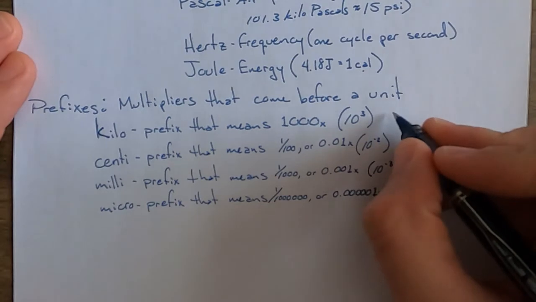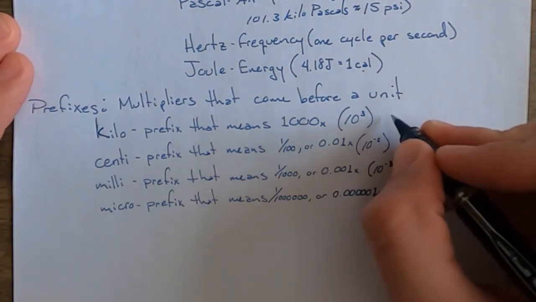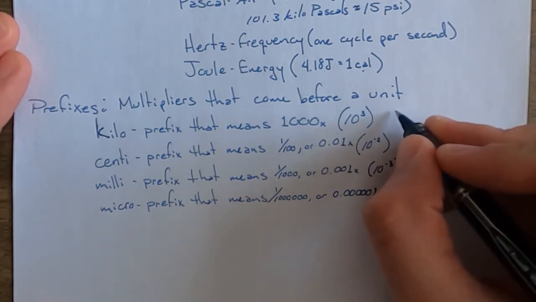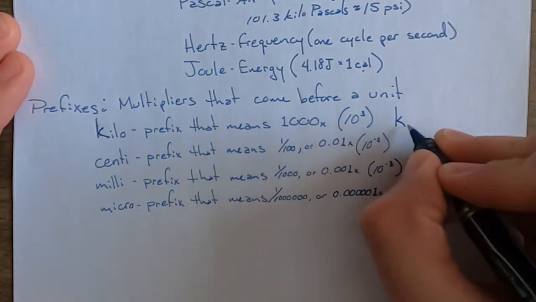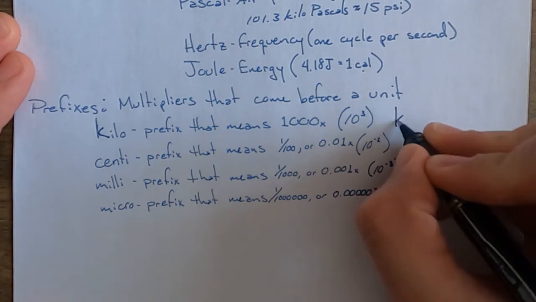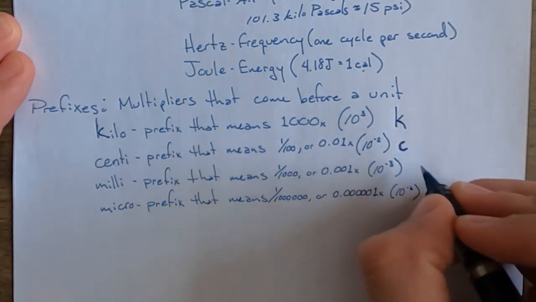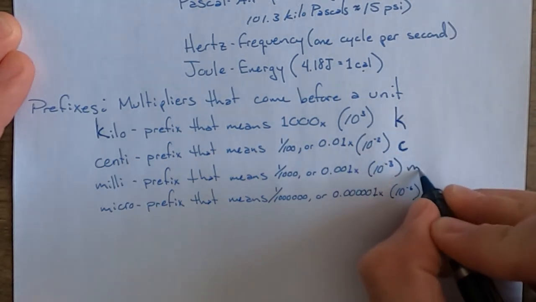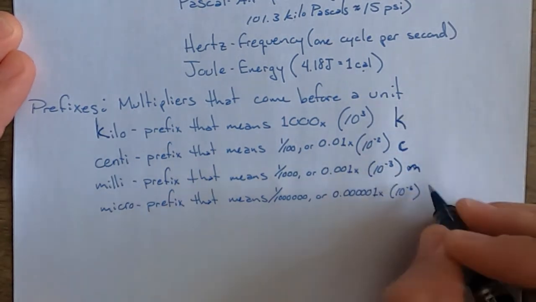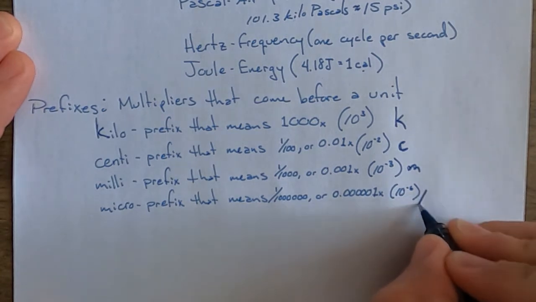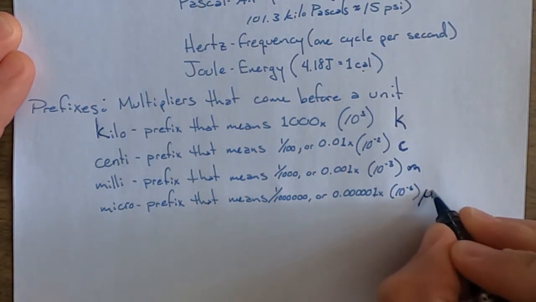The symbols for these, now I said with temperature, that Kelvin, it was important to have that as capital K, because lowercase k is already taken. It's kilo. Lowercase k, centi, lowercase c, milli, lowercase m, and micro is that Greek letter mu.